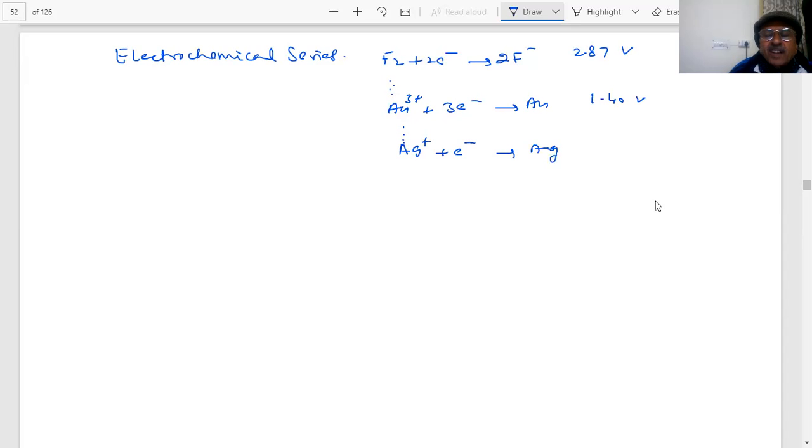Ag plus e, for example, Ag. These are the standard reduction potentials. They are also called the standard electrode potential values. What are they called, students? Standard electrode potential value. So it may be around 0.80, like that. Hydrogen, what is the value for hydrogen? Zero. We have taken it as 0 volt for hydrogen.